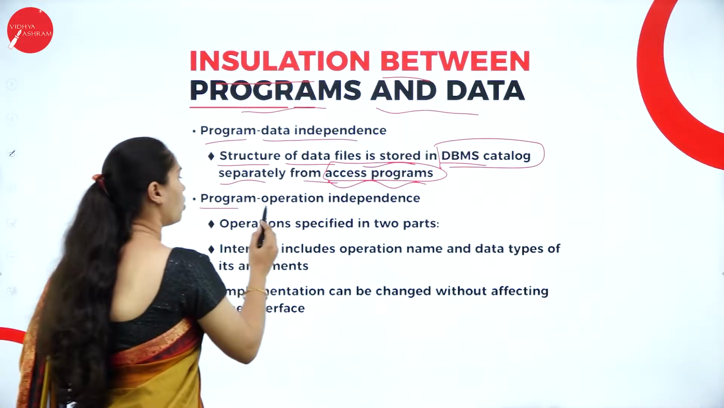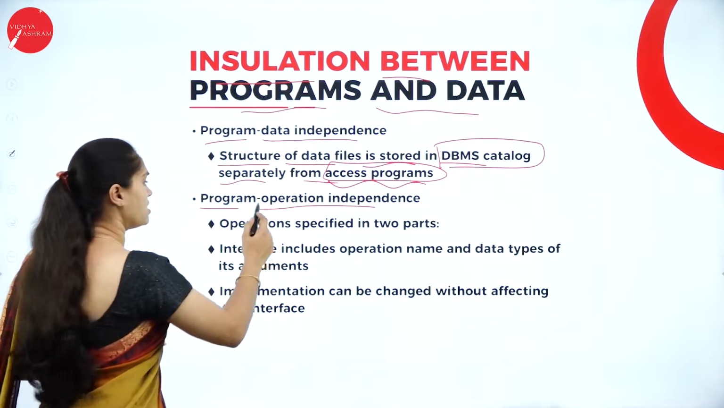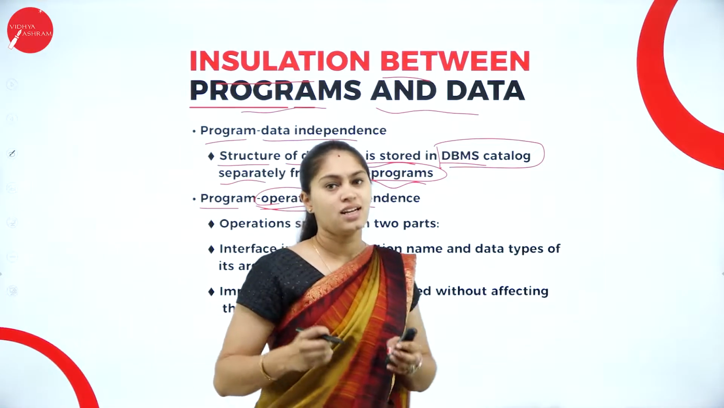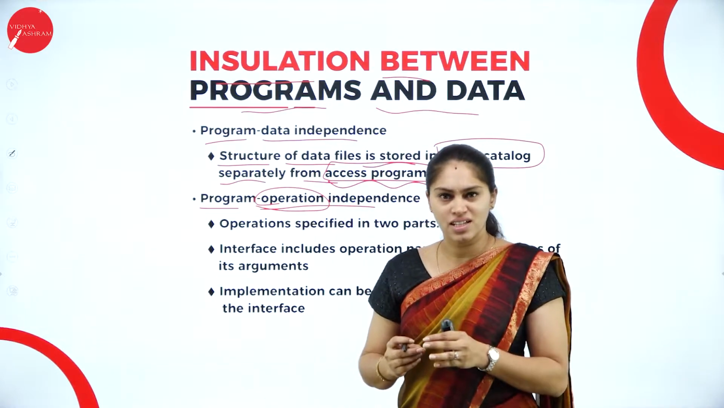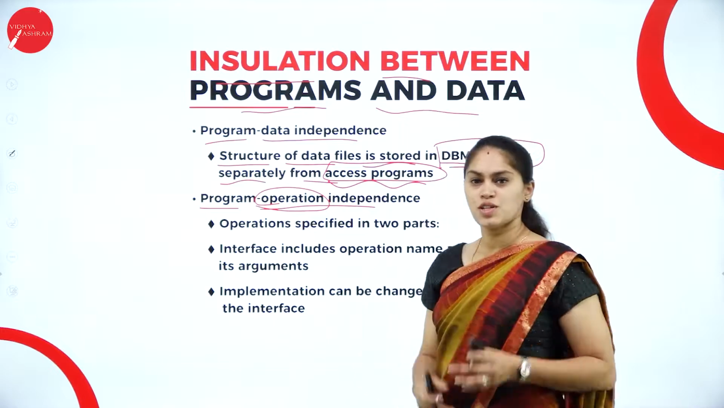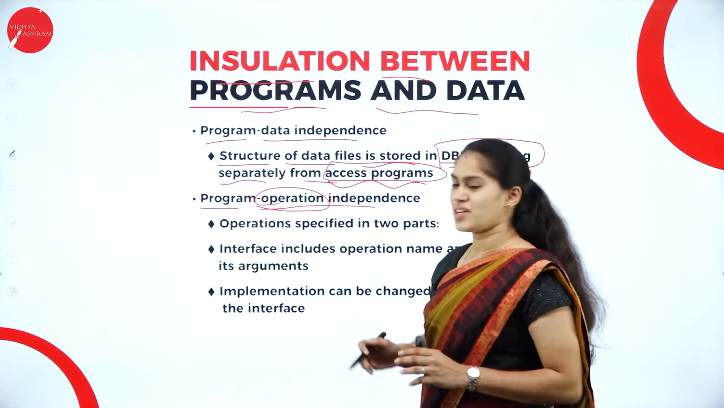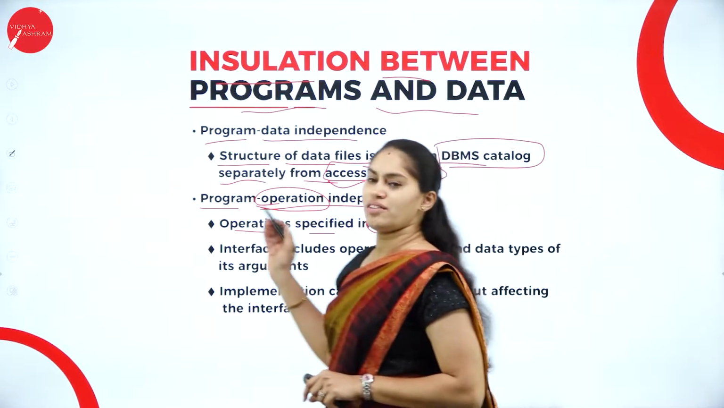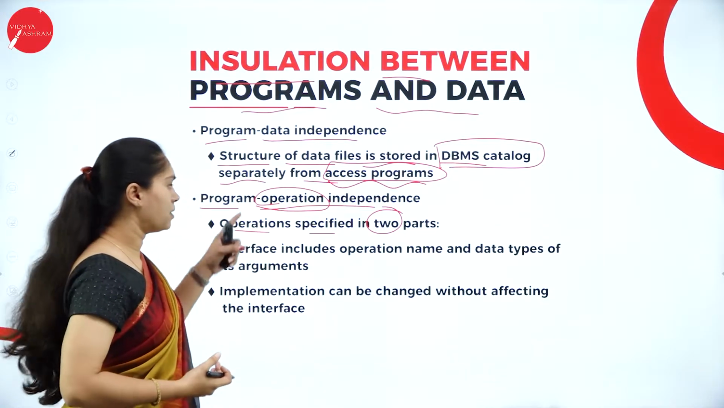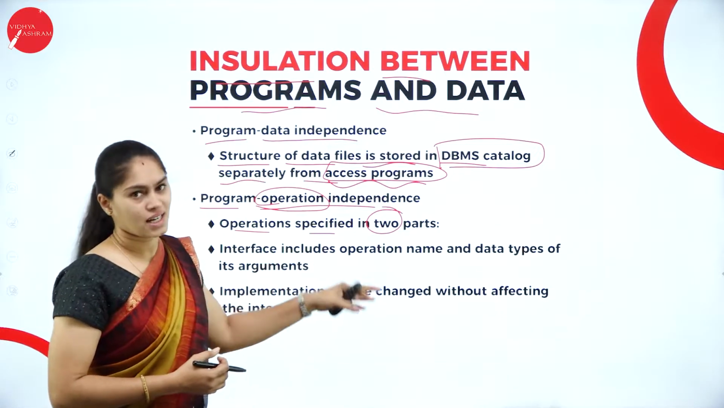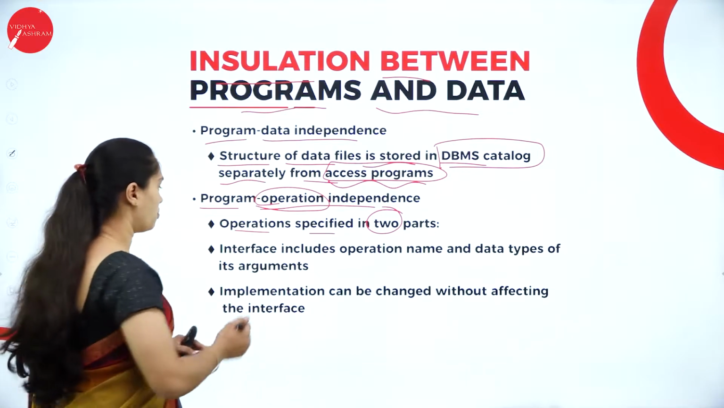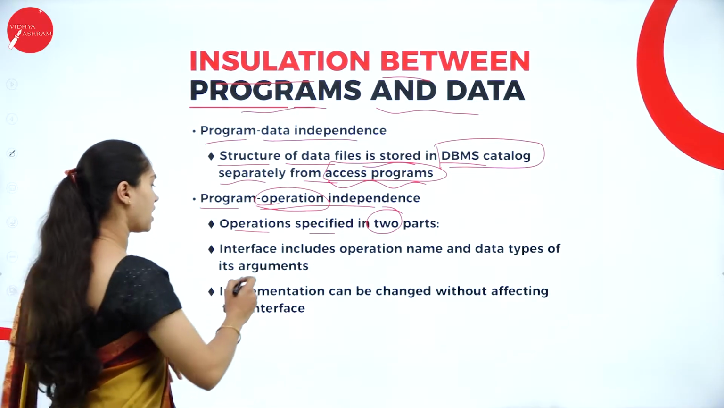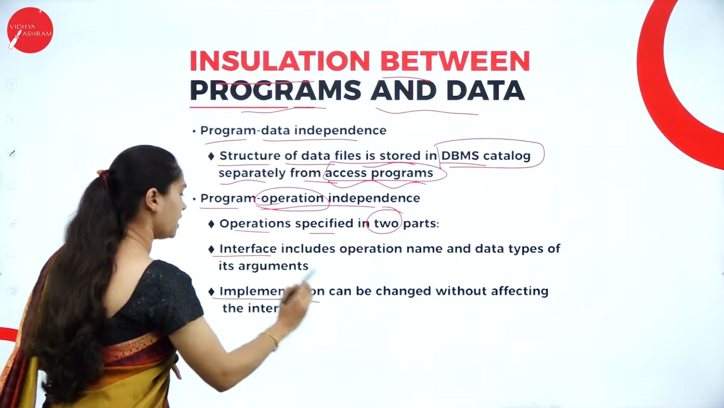And we also have program-operation independence. The operation is nothing but behavior, or its methods. Operations are a set of instructions by which we perform some action. Here the user can define the operation on the data in the database. An operation is specified in two parts. As I told you, it is nothing but a method, that means we are performing a particular task in order to get a particular output. So for program-operation independence we have to consider two parts: one is the interface and the other is the implementation.